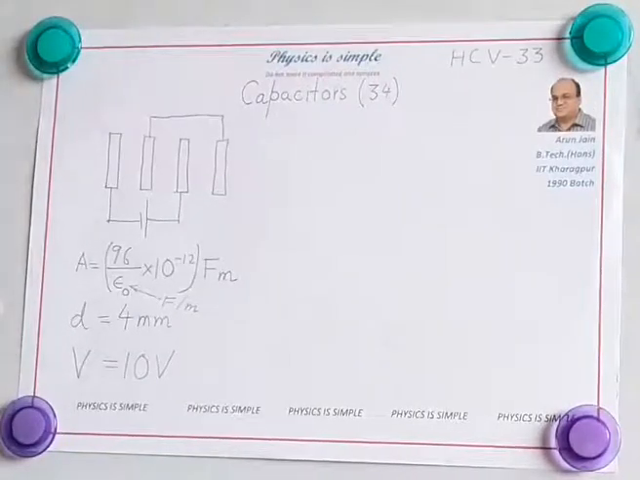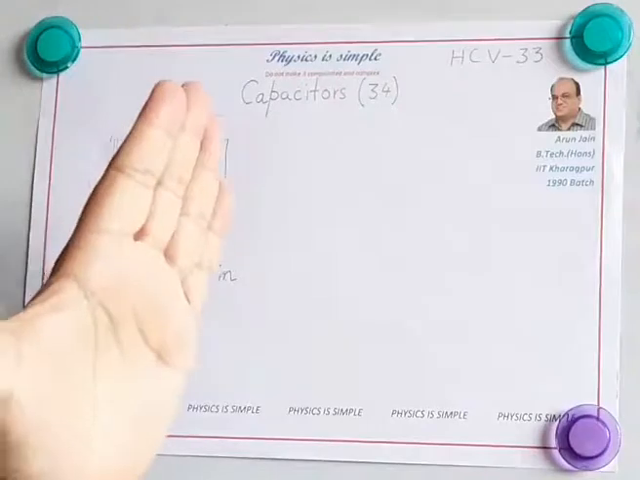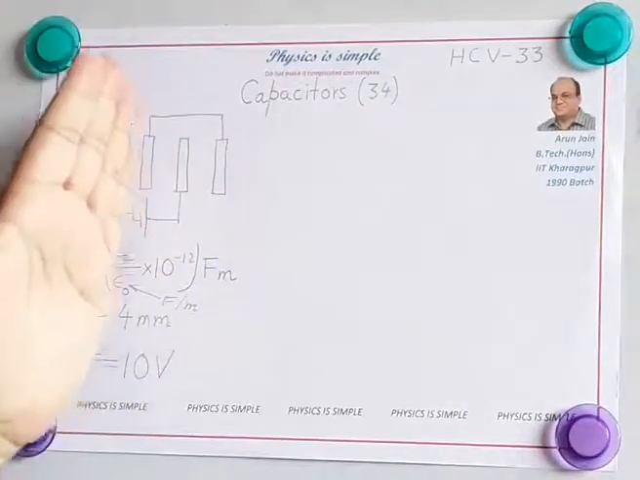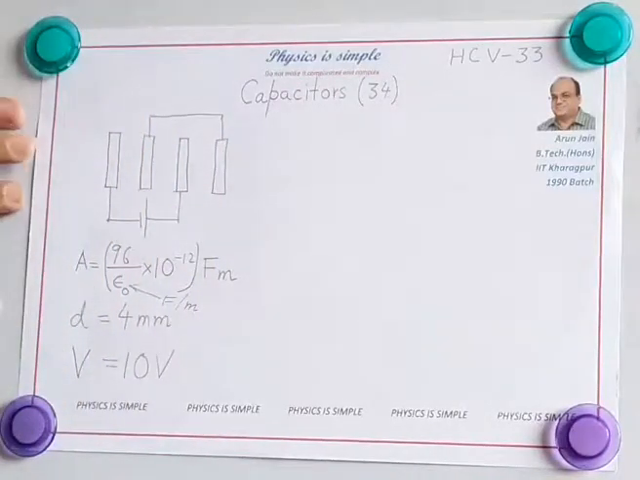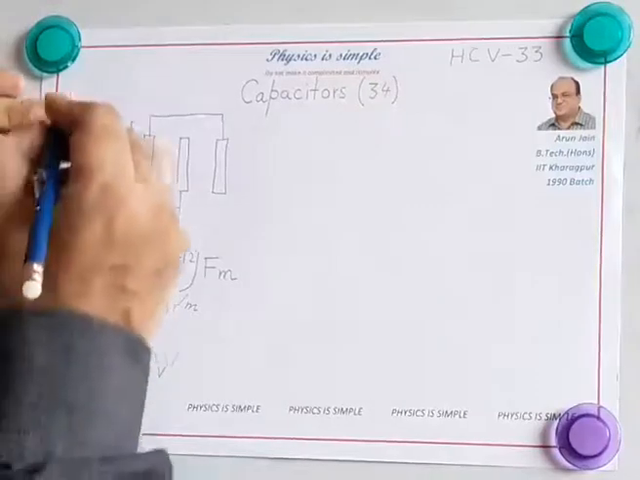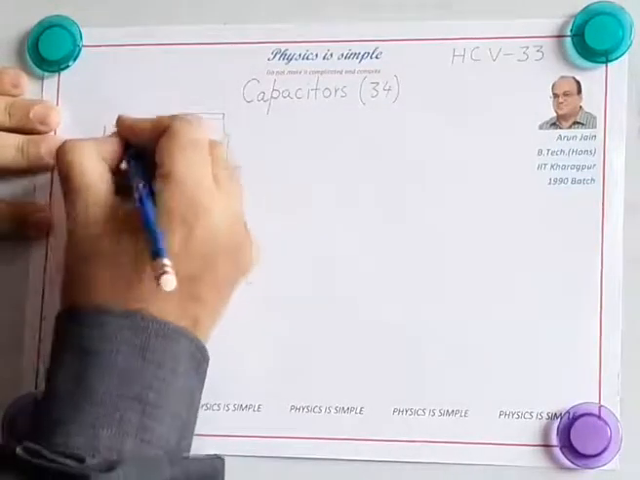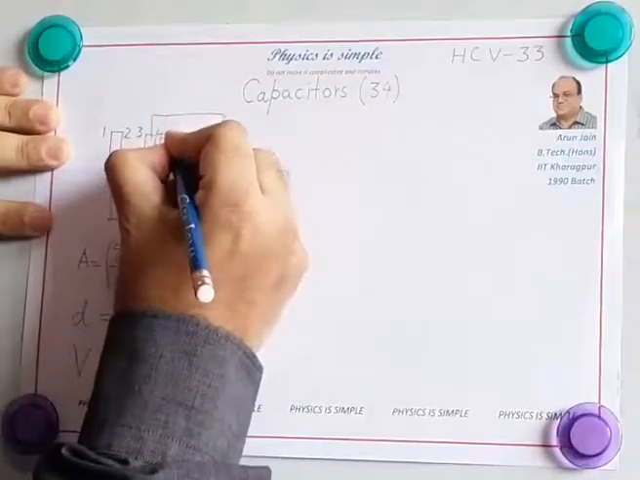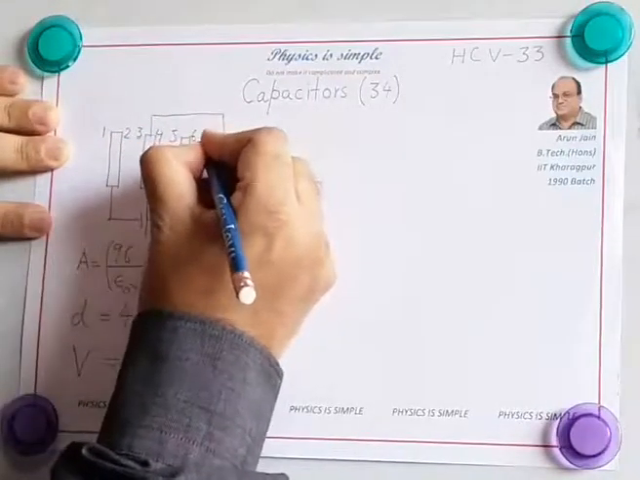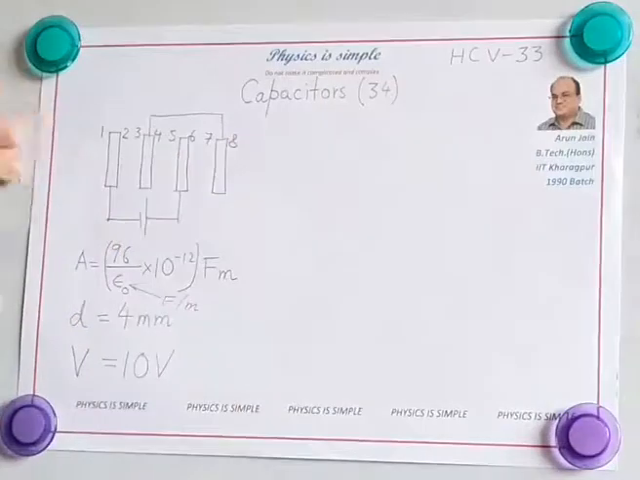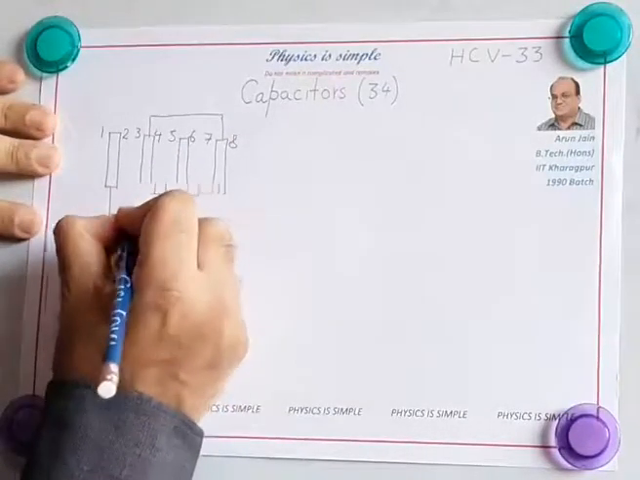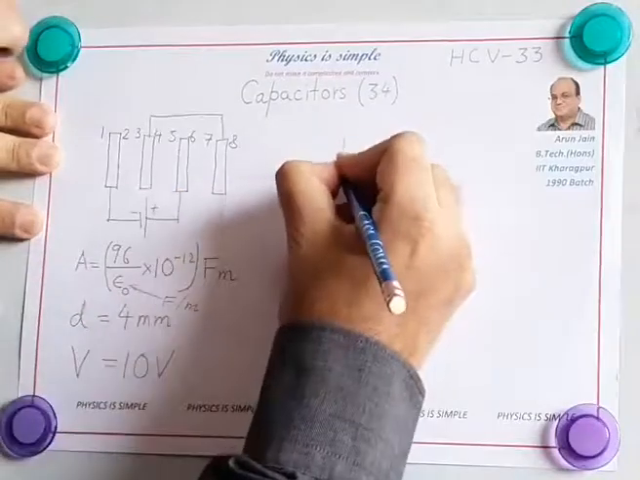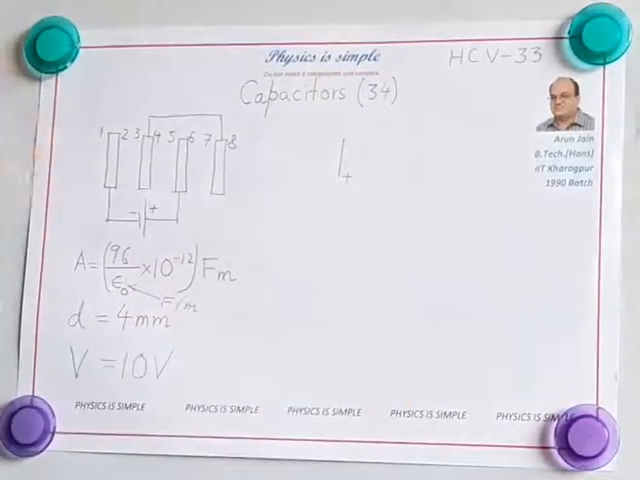Since there are so many plates involved and each plate has 2 surfaces, let us number the surfaces. This surface is surface 1, this is 2, this is 3, this is 4, this is 5, this is 6, this is 7, this is 8. Now let us start from the plus terminal of the battery. So this is the plus terminal of the battery.